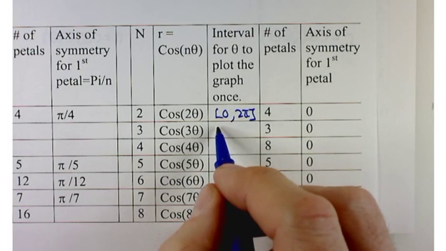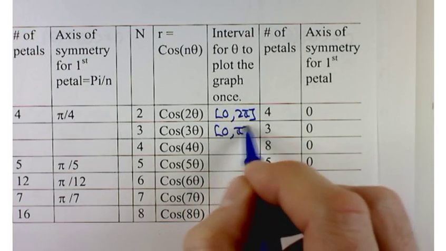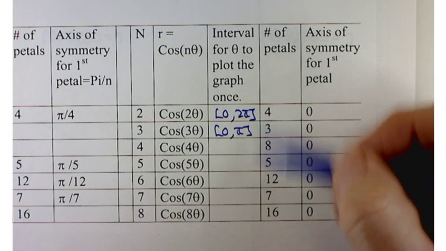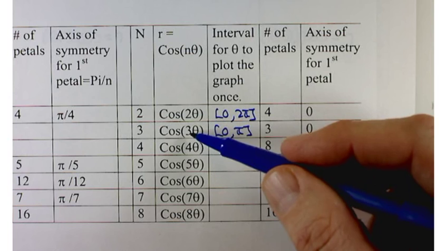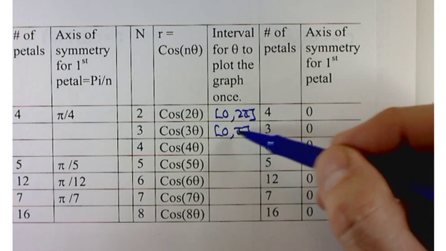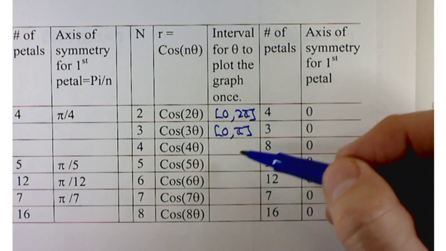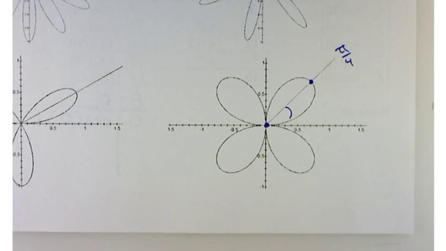Here, to trace out the whole graph once, you just need 0 to pi. And that pattern is going to repeat itself all the way down. If you have an odd number for a coefficient, it's going to be 0 to pi. If it's an even number, it's going to be 0 to 2 pi. So sine's always going to start at the origin, right? Yes, sine's always going to start at the origin. Cosine's going to start on the x-axis.